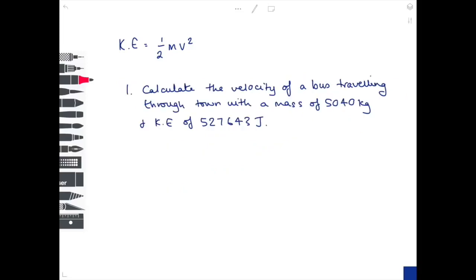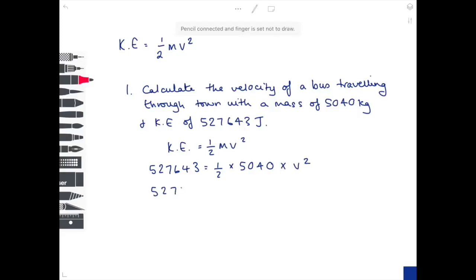Calculate the velocity of a bus travelling through town with a mass of 5040 kilograms and kinetic energy of, I'm not going to read this number out, of 527,643 joules. So writing out the equation, KE equals half mv squared. We know the KE this time, so I'm just going to pop that in here. I find it easier to answer these questions if I rearrange later. So half of mass, so that's half times 5040. And we're looking for velocity, so we keep that as v squared. The easiest thing now is to work out half of the mass, which is 2520, times that by v squared.